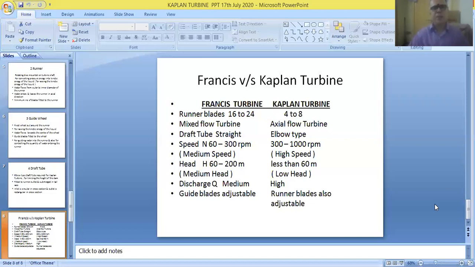So friends, these are the major differences between Francis and KAPLAN turbines. So as a whole, we have discussed the construction and working of the KAPLAN turbine, functions and arrangements of components, differences between Francis and KAPLAN turbines, and the arrangement of draft tube for operating the KAPLAN turbine. So thank you so much for joining the session. Thank you.